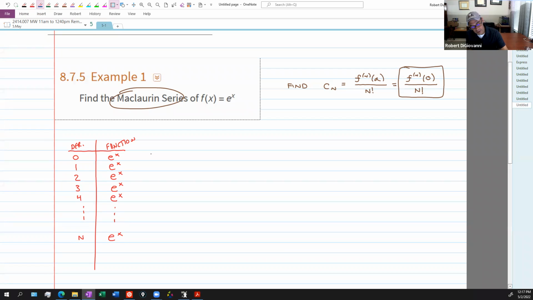Now what we want to do here is plug zero into this, because we want to know what the nth derivative is at zero. If we plug in zero, we get e to the zero is one. This one here, we plug in zero, we get e to the zero is one. Why am I plugging in zero? It's because it's Maclaurin. That's why I'm plugging in zero here. e to the zero is one, all the way down.